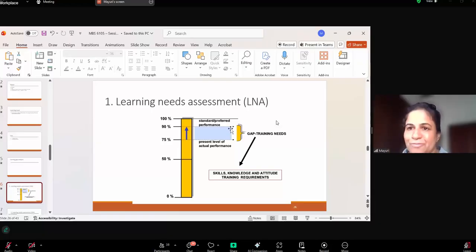So likewise, we have to illustrate, we have to visualize, we have to draw. We have to outline our learning gap in this way, right? In this way. Okay.